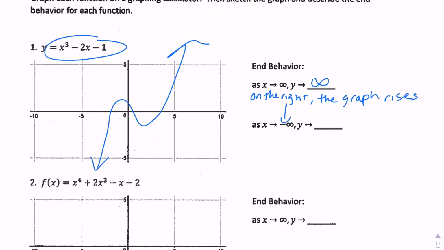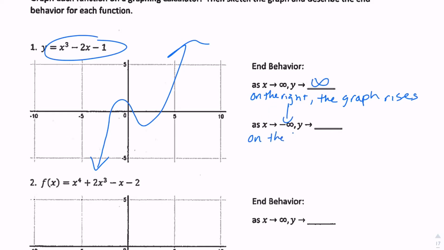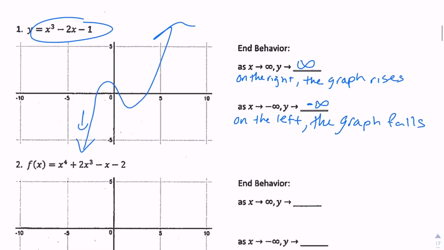Next, we have this notation right here, as x approaches negative infinity, and that reads as on the left. On the left, if we follow our graph to the left end, it's either rising, falling, or flattening off. And here we are falling. We say that it's dropping to negative infinity. So on the left, the graph falls. We have two different notations to write that. In one notation, we're using the infinity symbol, where in words we're saying rises, or the negative infinity for falls. Okay, let's look at our next graph.